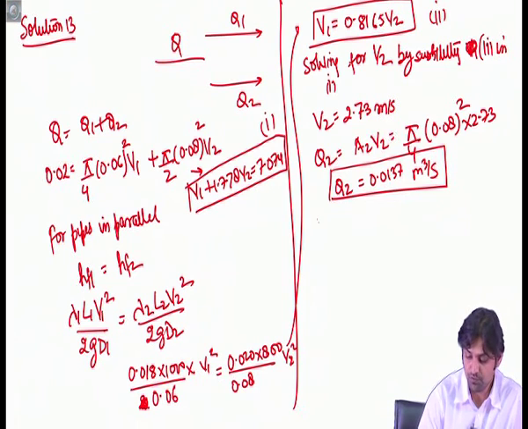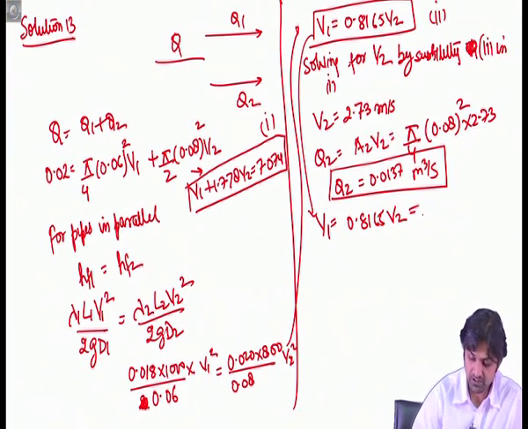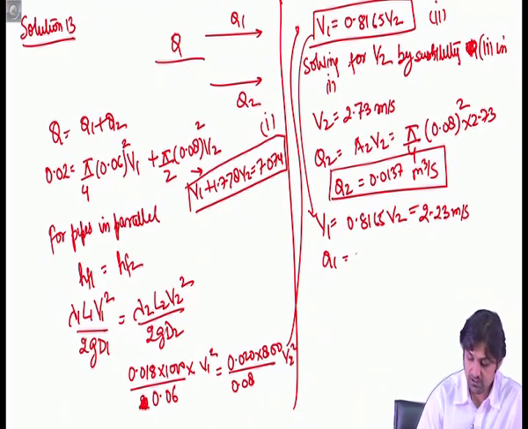Now, if we know V2, we can get V1 from here. V1 will be 0.8165 V2. This will give us V1 as 2.23 meters per second, and therefore Q1, which is A1 V1, will give us 0.0063 meter cube per second.